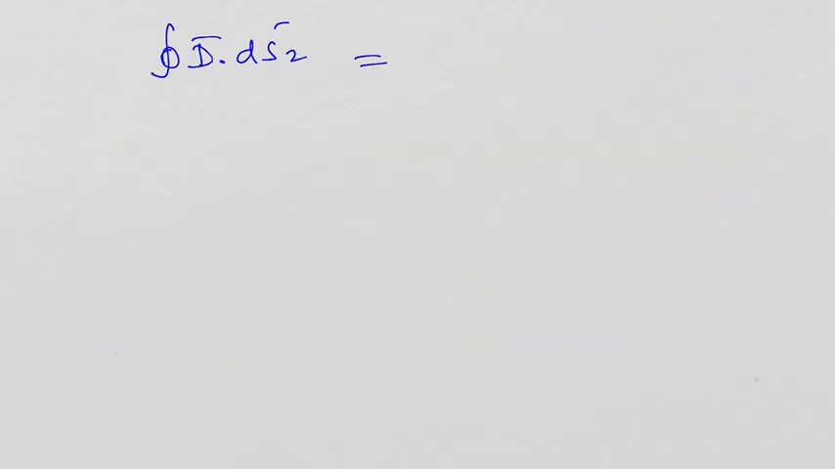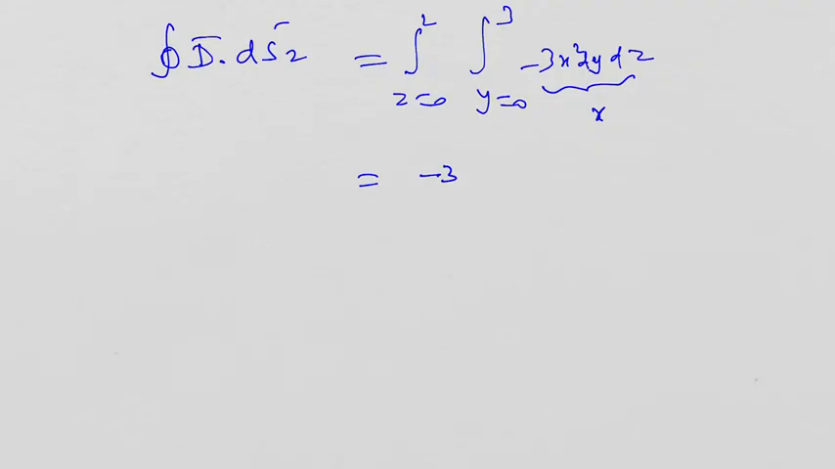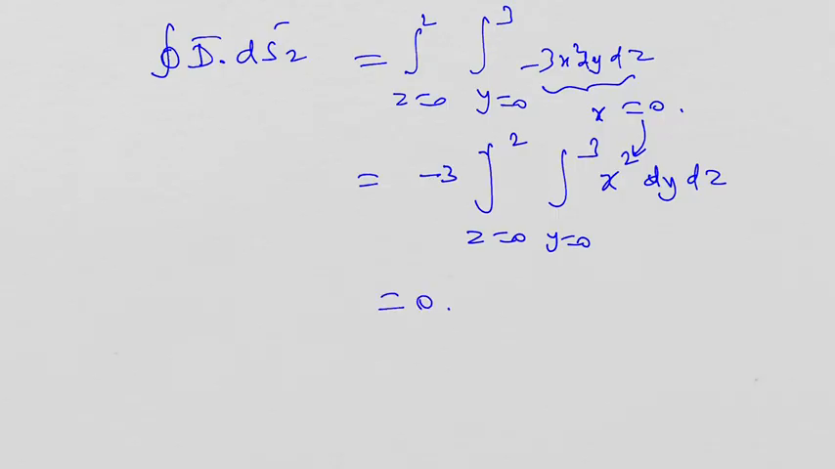So d dot ds2, with z from 0 to 2 and y from 0 to 3, is the integral of 3 minus 3x squared dy. Of course, the 3 can be taken outside, and you know that for this surface x is equal to 0. So when we substitute, whatever the integral from 0 to 2 and y from 0 to 3, when you substitute x as 0, the integration becomes completely 0.